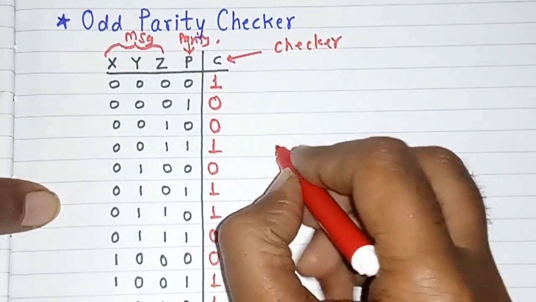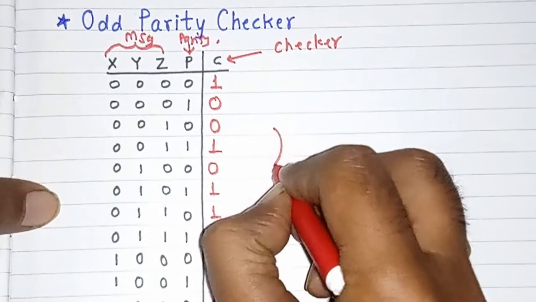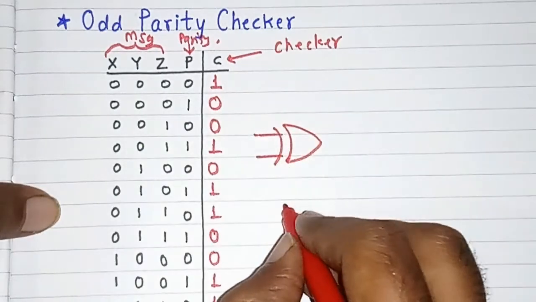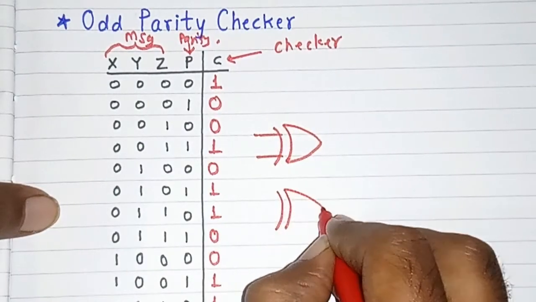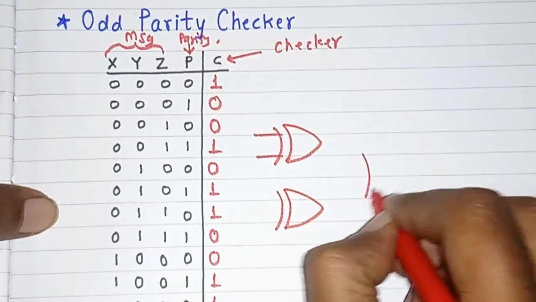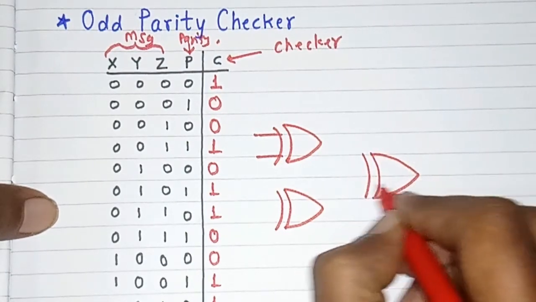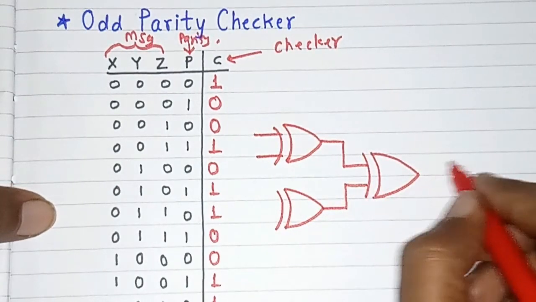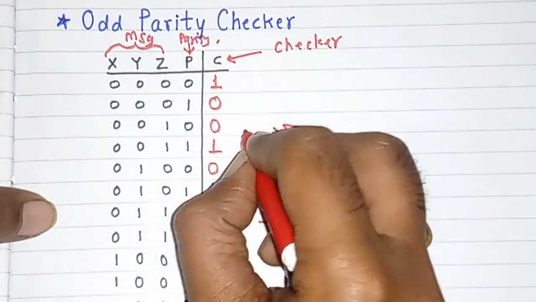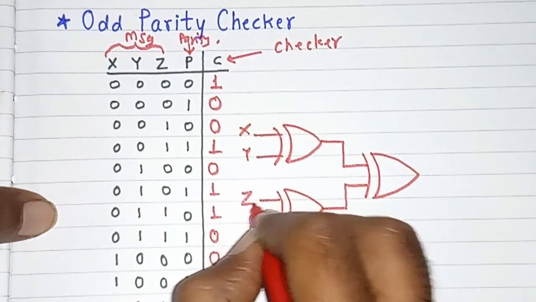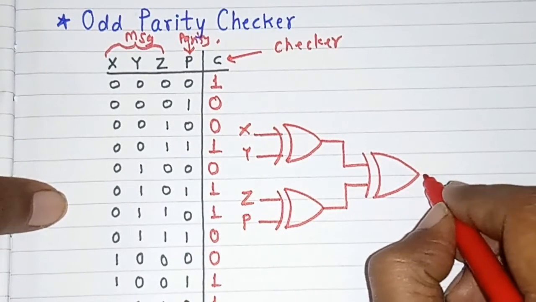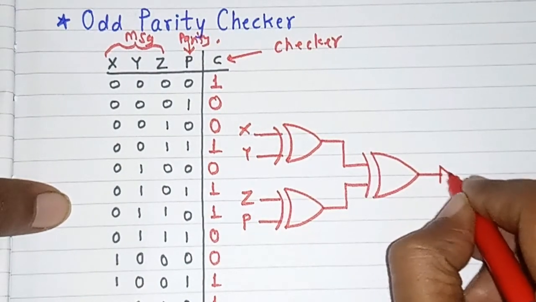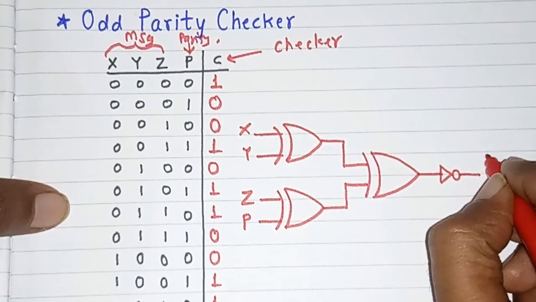So let us start to design. Here will be the first XOR, here will be the second XOR, and finally the third XOR. I am just drawing the XOR gates, and finally I will complement the final output. So here will be X, here is Y, Z and P. And finally the C will be what? Complement of XOR, so we want XNOR. So here will be C.